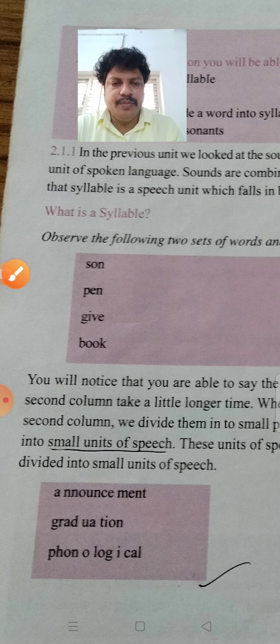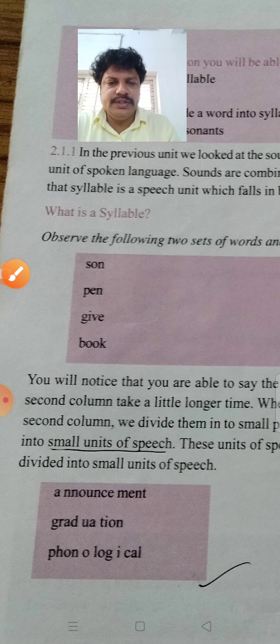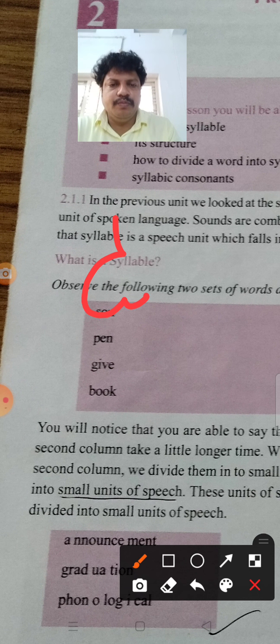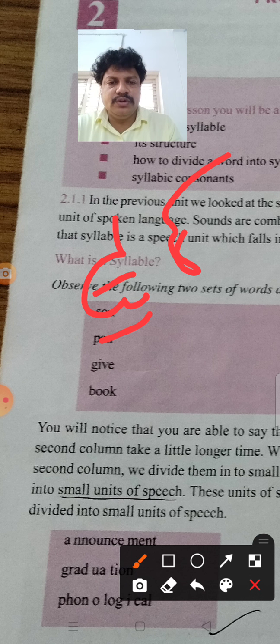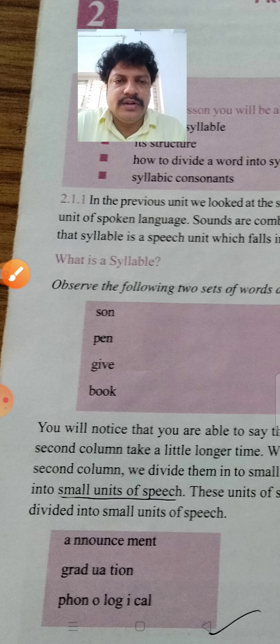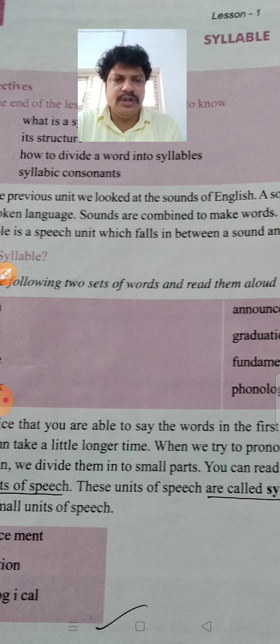In the same way, book has the oo sound. You can't divide this. This is called monosyllabic. What is it called? Monosyllabic means only one vowel sound is there. You can't divide it into two parts.